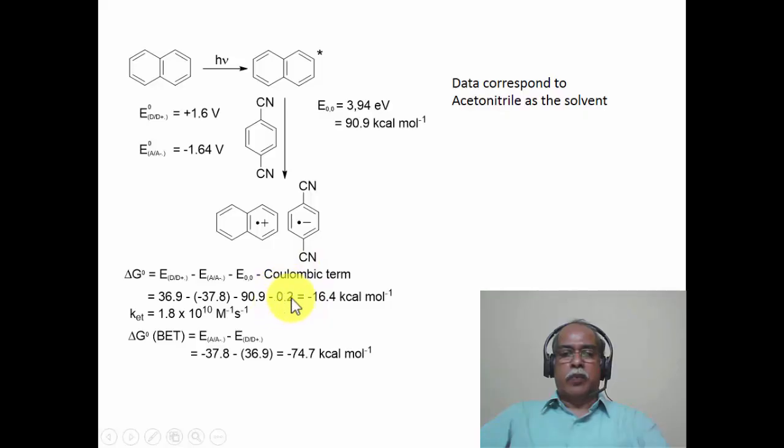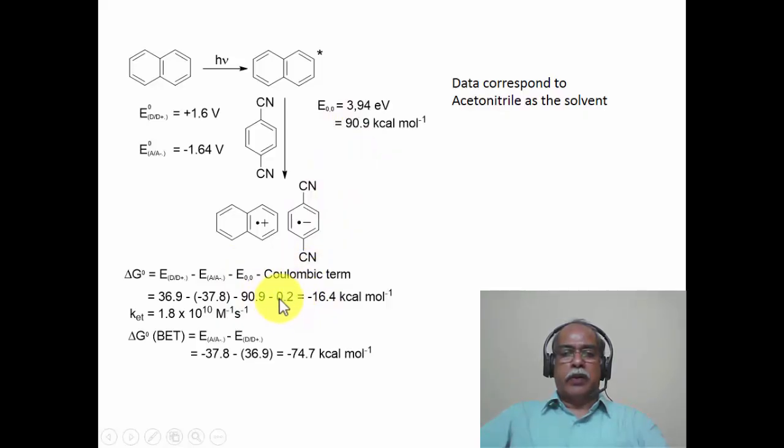This also can be converted into kilocalories per mole. So the E oxidation of the donor is about 36.9. The E reduction of the acceptor is about 37.8 kilocalories per mole, for example. The E00 is calculated as 90.9 kilocalories per mole. The Coulombic term turns out to be 0.2. Overall, if you calculate these parameters, it is about minus 16.4.